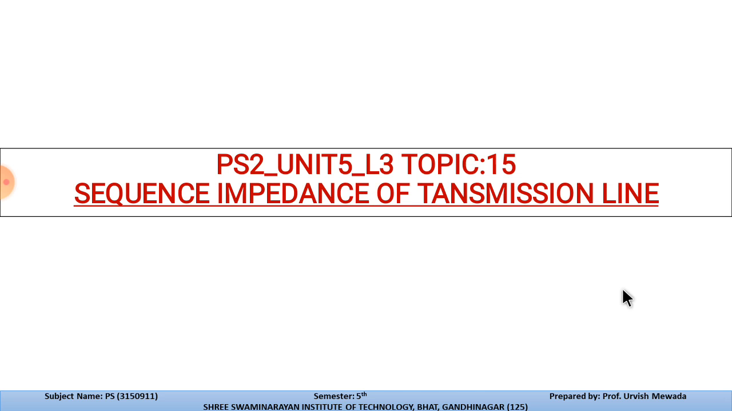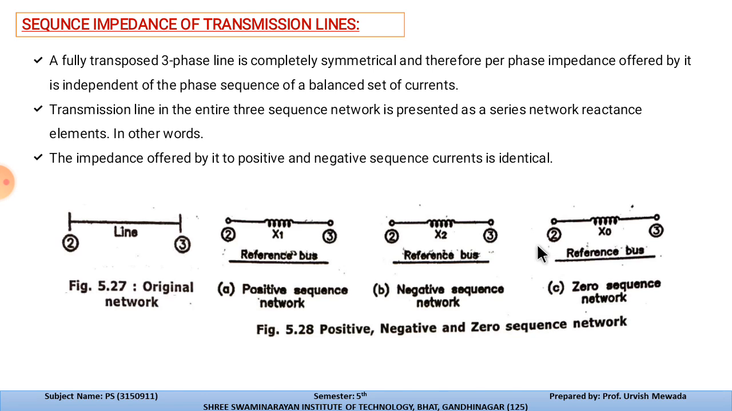Now let us discuss topic number 15, that is, the sequence impedance of the transmission line. In the transmission line, generally we indicate it with a single line. Over here you can see that between bus 2 and bus 3 we have the transmission line, and this is the reference bus.